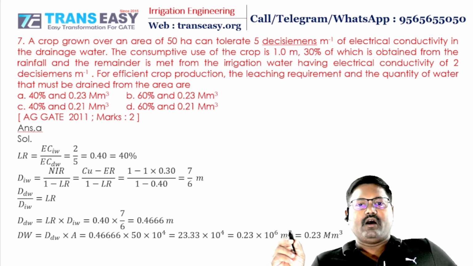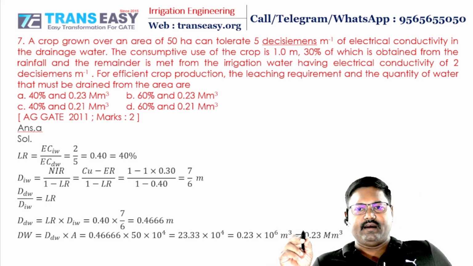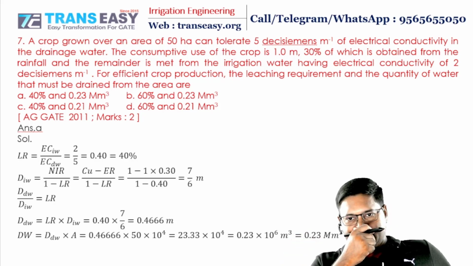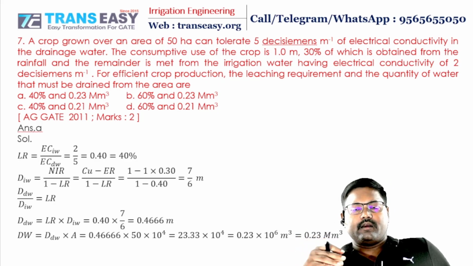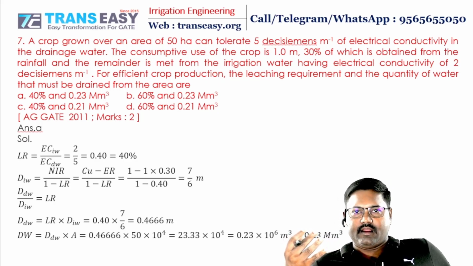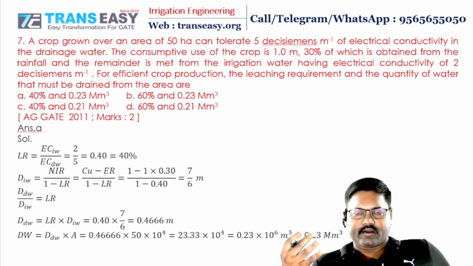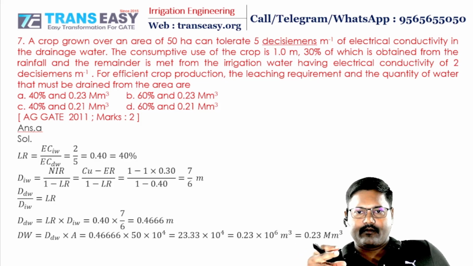Question number 7. A crop grown over an area of 50 hectare can tolerate 5 decisiemens per meter of electrical conductivity in the drainage water. The area is given and how much salinity, salt concentration, it can tolerate. Electrical conductivity is a measure of salt concentration of root zone water. Clear?